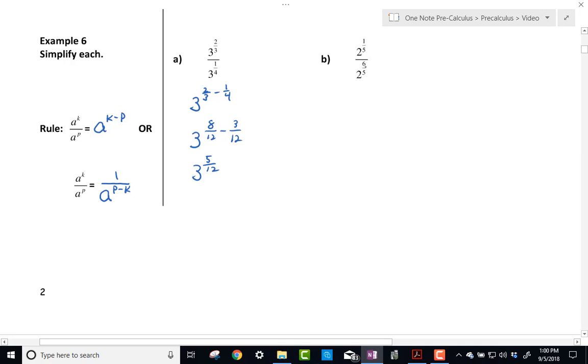Next one, you'll notice 2 to the 6/5 on the bottom, 6/5 is bigger than 1/5. So instead of subtracting from the top exponent, I'm going to do this. I'm going to do 2 to the 6/5 minus 1/5. That means I'm bringing the 2 in the numerator down to the denominator, which means I got to leave something in the numerator again. Well, if you do 6/5 minus 1/5, that's 2 to the 5/5. But 2 to the 5/5 is just 2. So the whole mess turns out to be 1/2.